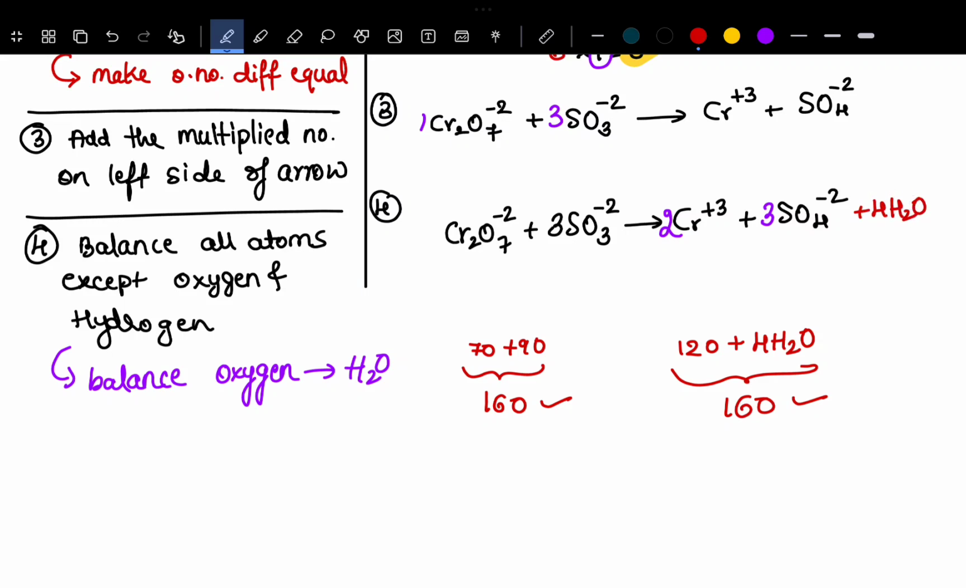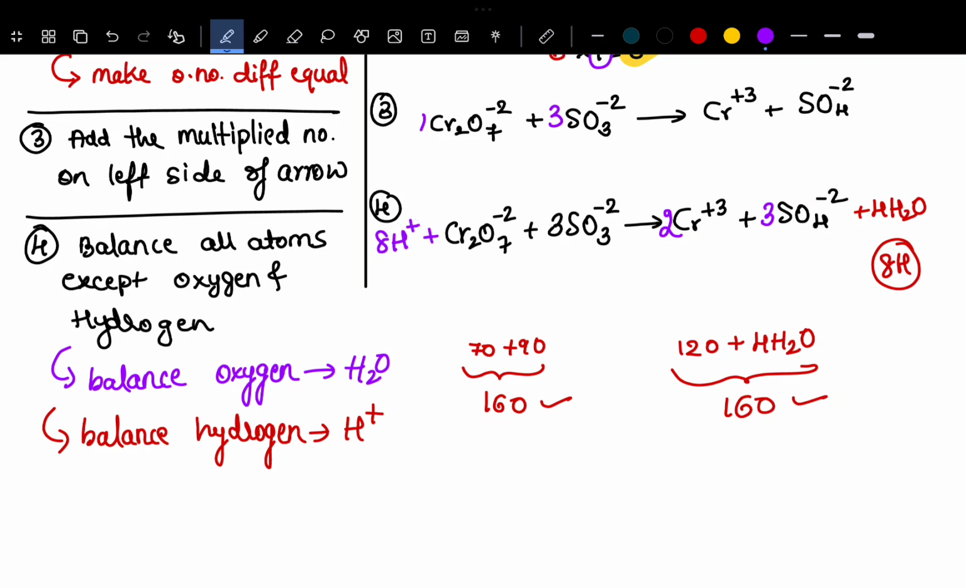Alright. So once you have balanced oxygen, next you have to balance hydrogen. So next, balance hydrogen by adding H plus. So balancing hydrogen by adding H plus. So here left hand side there is no hydrogen, right hand side we have total 4 2s are 8 hydrogens. So we have to balance hydrogen by adding H plus. So that means on the left hand side we need to add total 8 H plus. Alright. So we have balanced H plus as well.